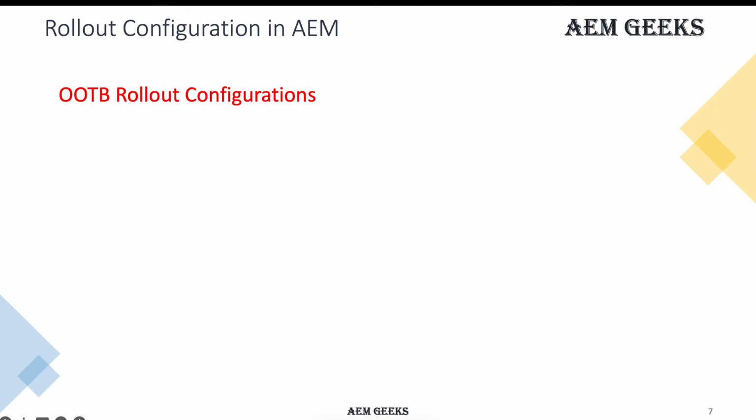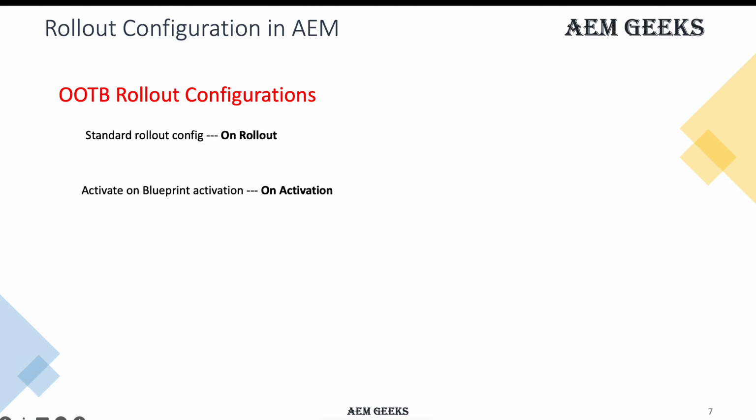There are some important and generic rollout configurations available in AEM out of the box. These are not the only ones, there are others. I'm only mentioning here which are most commonly used for AEM sites, and you can create your own as well. Standard rollout configuration, and the trigger is on rollout, which means manually. You have to perform an action to move content. You have to trigger, you have to click a button.